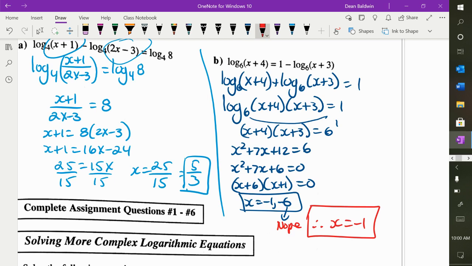You get it? We're ready? There's only one answer. What is it? -1, because you have to check your answers. You get -1, -6. -1 works. -1 plus 4 is a positive number. -1 plus 3 is a positive number, but -6 plus 4 is a negative, so the whole thing blows up. So the only answer is x equals -1.